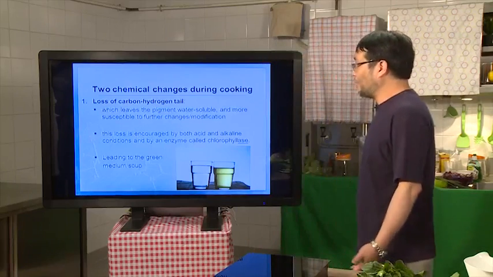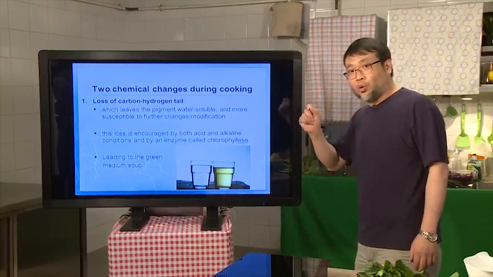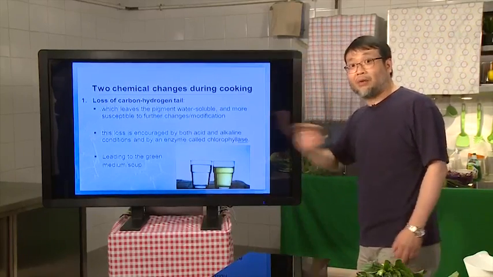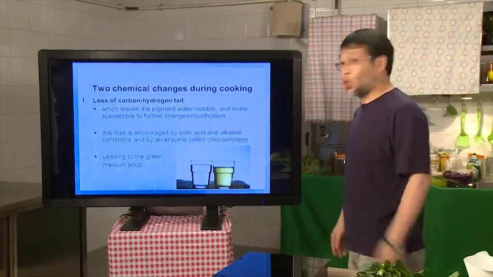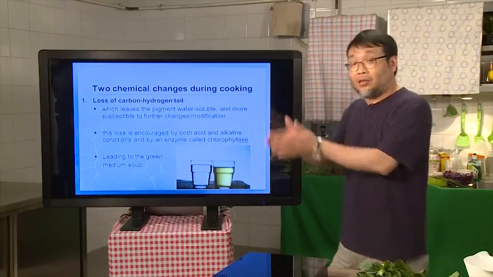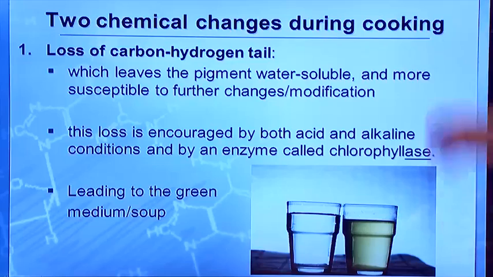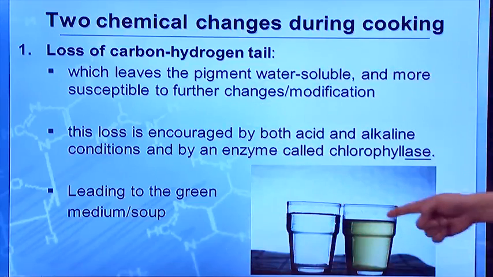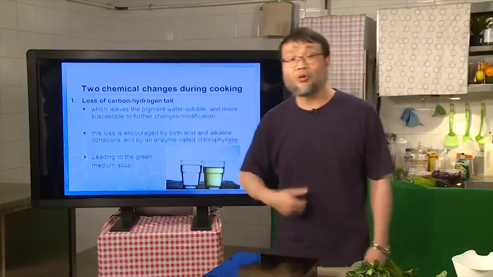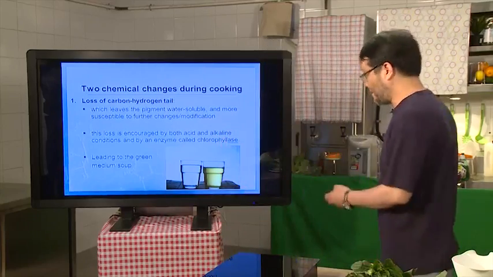Now, what happens if this molecule, this porphyrin, the green part, gets released? What will be the outcome? If you're cooking some vegetable and this particular tail gets cleaved and the porphyrin goes into the solution, so that's on the left before you cook the vegetable, and on the right after you cook the vegetable, you find that the soup turned green because all the porphyrin now goes into the medium.